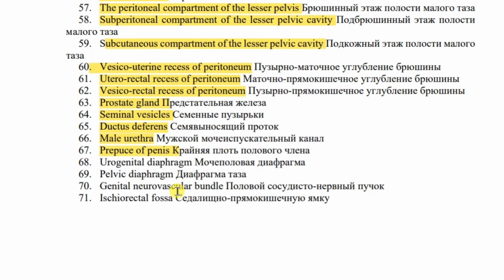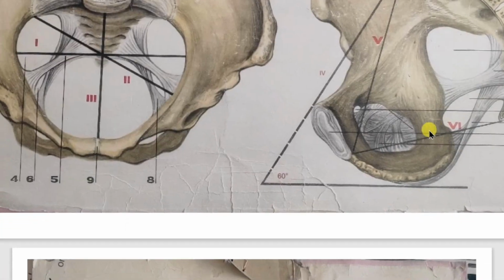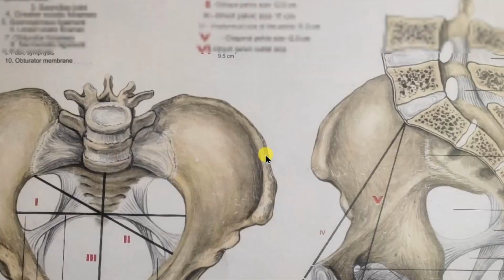So the next structure we have is the urogenital diaphragm. Let's have a look at how this structure looks. You can define this structure as the strong muscular membrane that occupies the area between the pubic symphysis and the ischial tuberosities. This is the pubic symphysis, and the ischial tuberosities are bones of the pelvis. Here you can see the ischial tuberosities. Okay, so let's move to the next.